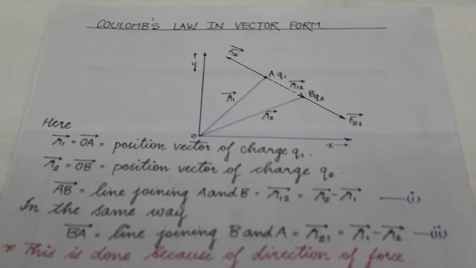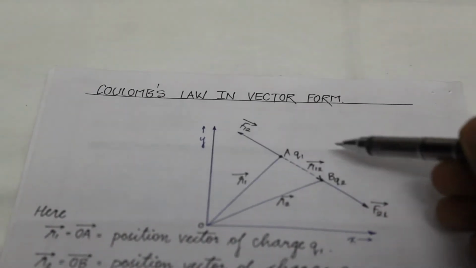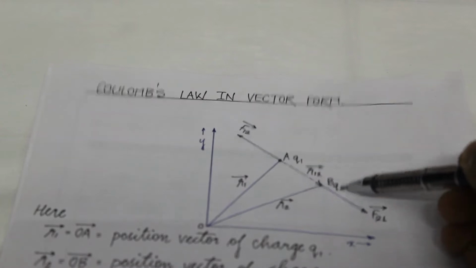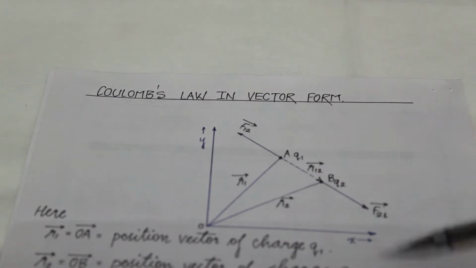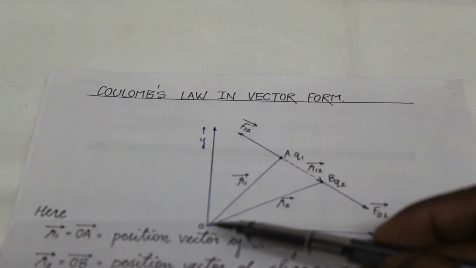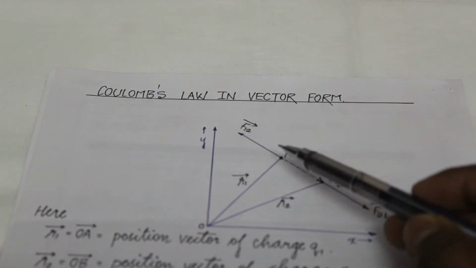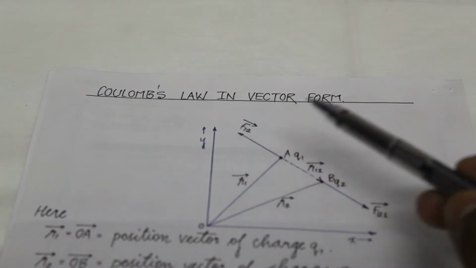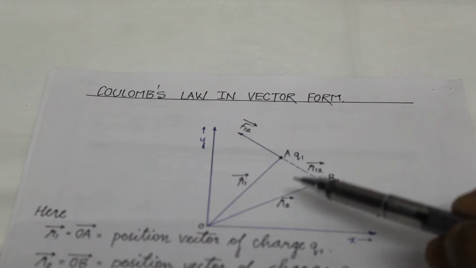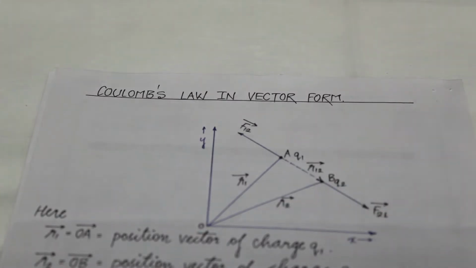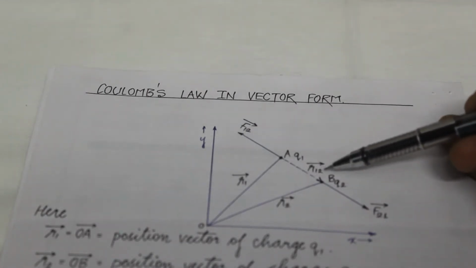As you can see, there are two charges Q1 and Q2 kept at points A and B in the xy plane. As per the vector notations, the position vector of point charge Q1 kept at point A is R1, whereas the position vector of charge Q2 kept at point B is R2. The displacement vector from point A to point B is taken as R12.